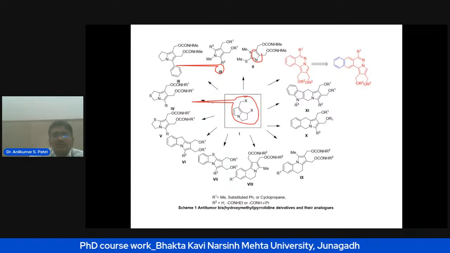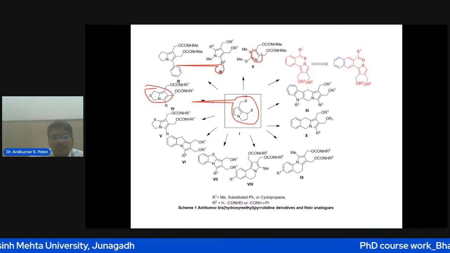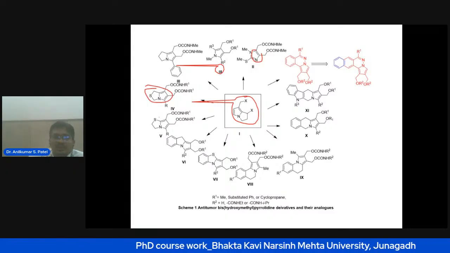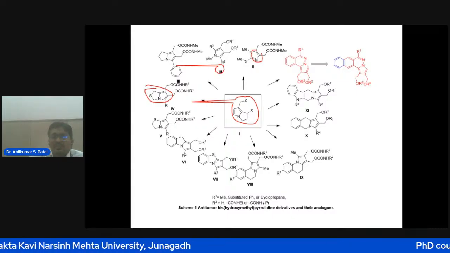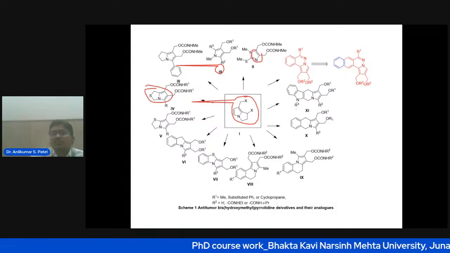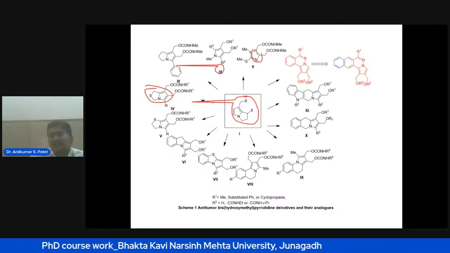Then class number 4 is particularly furan and thiophene ring systems fused with pyrrole systems. Similarly, compound number 5, and pyrrolidine is compound number 6. Similarly, there are heterocyclic bindings. But here I have represented the compounds numbered 10, 11, 12.